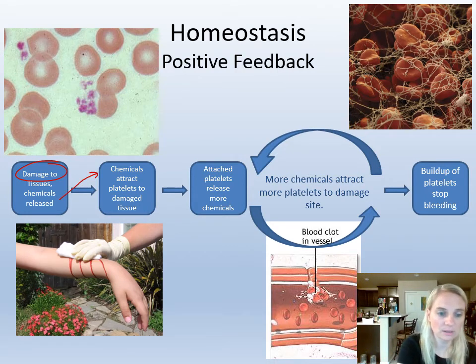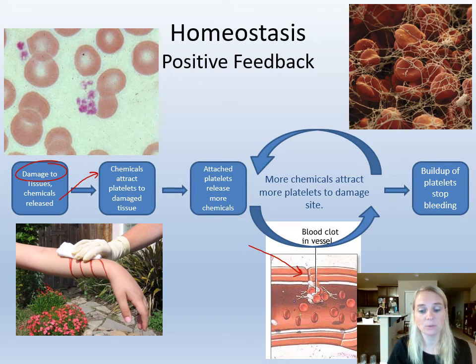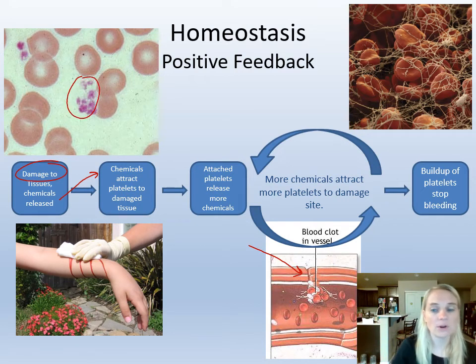They're released from your damaged cells, right? So we've damaged the lining of the blood vessel, we've damaged the muscle of the blood vessel, we've damaged skin. Those cells release chemicals that attract platelets. So platelets are these little guys here. They're non-cellular little bits that have a whole bunch of chemicals. They're just like chemical sacs. So this is the stimulus, chemical releasing into the blood.